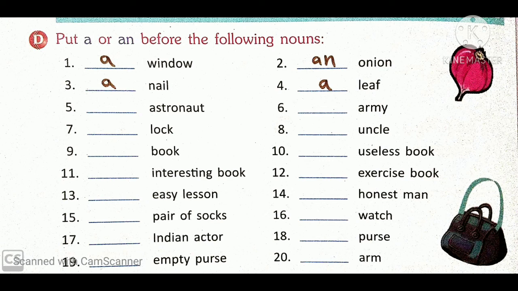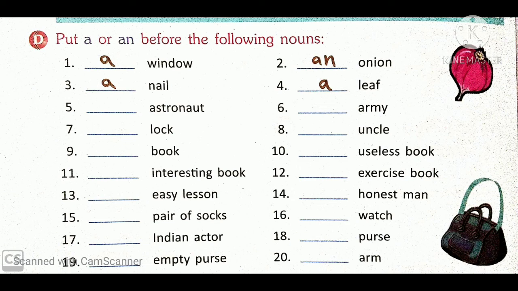Dash window. Win, w. W is a consonant, so we will use a. Onion. O is a vowel. That's why we will use an. Nail. N is a consonant. That's why we'll use a. Leaf. L is a consonant.